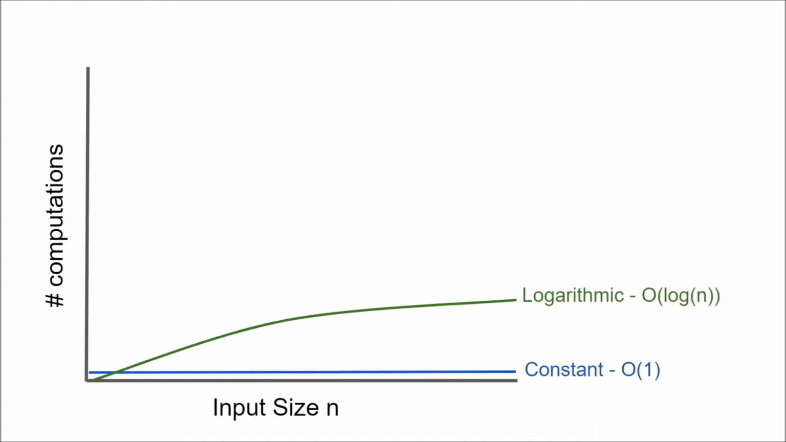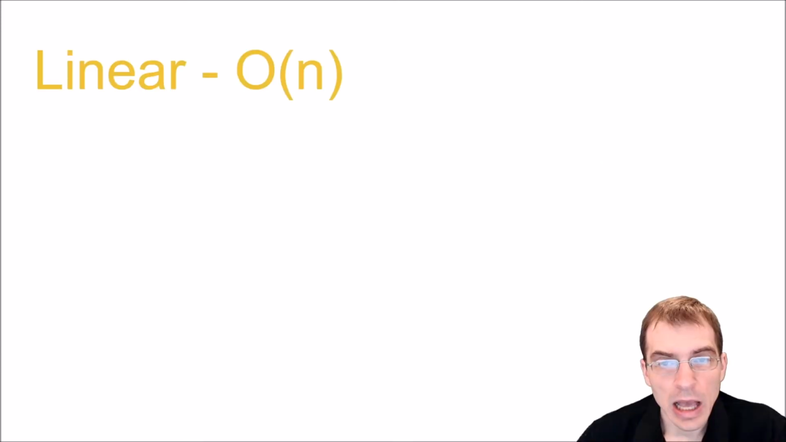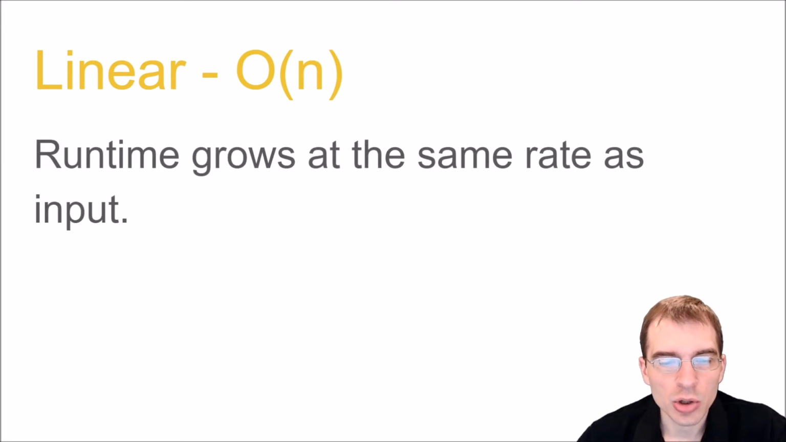After logarithmic time come algorithms that run in linear time complexity. A linear time algorithm, also known as an O of n algorithm, is one where the runtime grows at the same rate as the input. We already saw one example of that earlier.